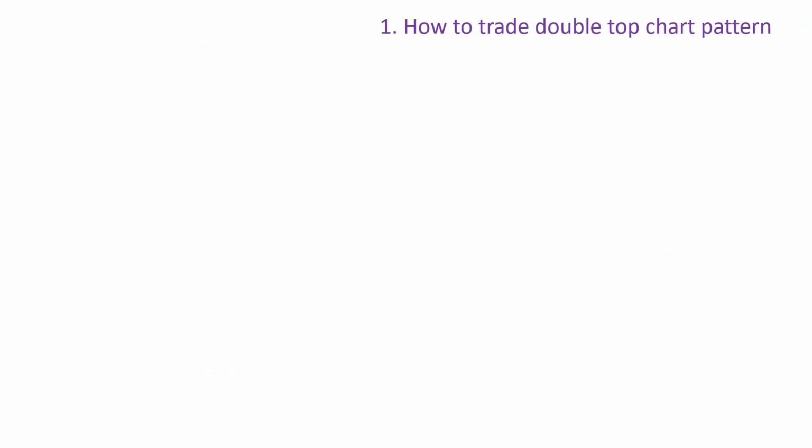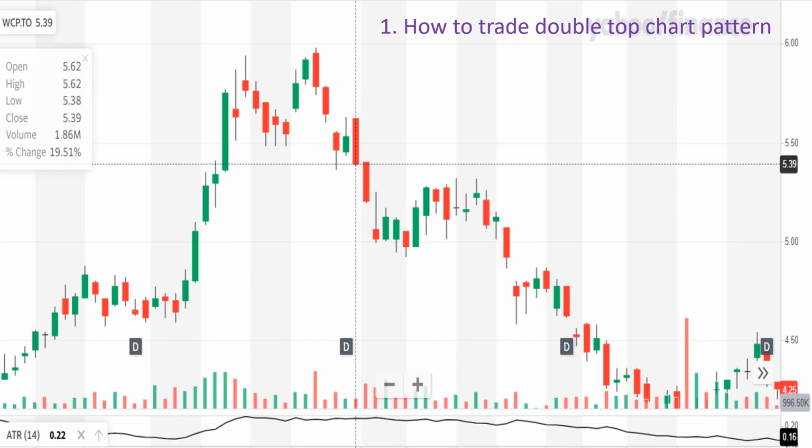How to trade the double top chart pattern. This is the price trend, WCP stock, D1 time frame, Yahoo Finance. In this graph, the double top occurs when the market is going up and hits a strong level of resistance that cannot be broken.